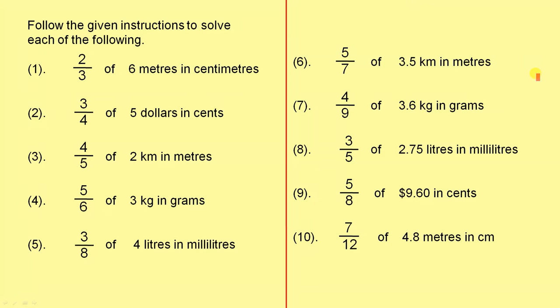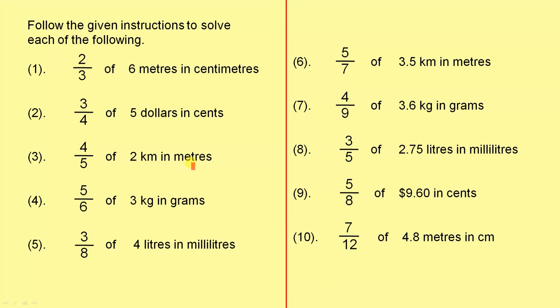Follow the given instructions to solve each of the following. So what we have here is 2/3 of 6 meters in centimeters. So you have to read very carefully. We have to change 6 meters to the equivalent number of centimeters. That is really important. So don't just find 2/3 of 6, because it says you have to change this length to centimeters and then find 2/3 of the answer. Same with here. Change the dollars into cents.